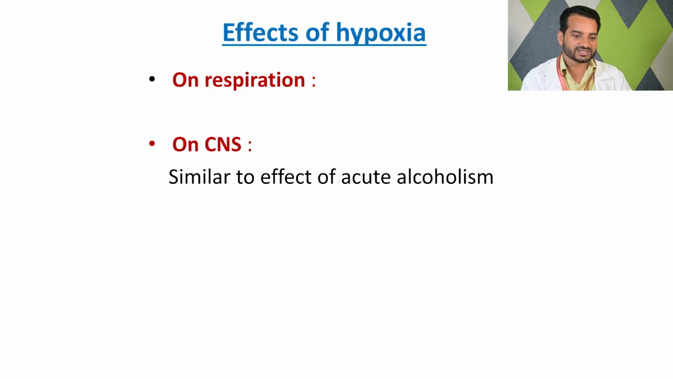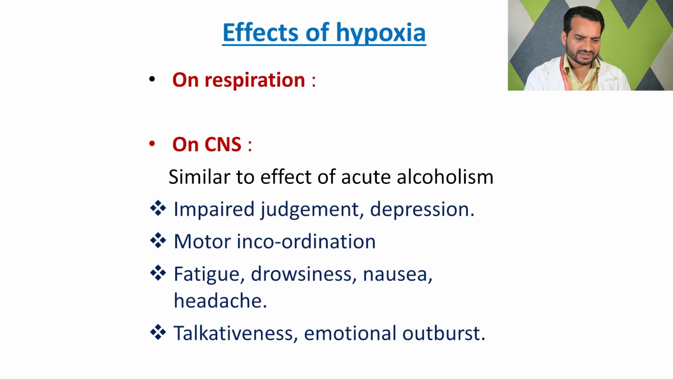Now coming to effects of hypoxia on different systems. Effects of hypoxia on the respiratory system: the respiratory system lacks oxygen, and that leads to decreased perfusion of oxygen to the tissue. On the CNS, the similar effects are seen as in acute alcoholism. This effect will look like alcoholism: impaired judgment, depression, motor incoordination, fatigue, drowsiness, nausea, headache, talkativeness, and emotional outbursts. It is seen in case of alcoholism also.